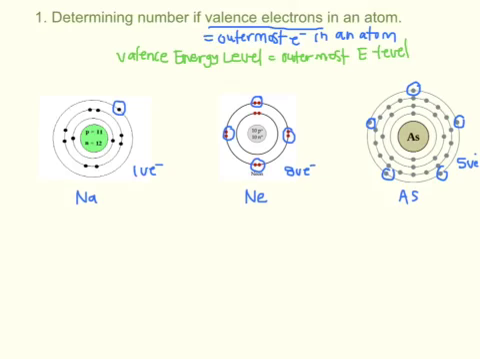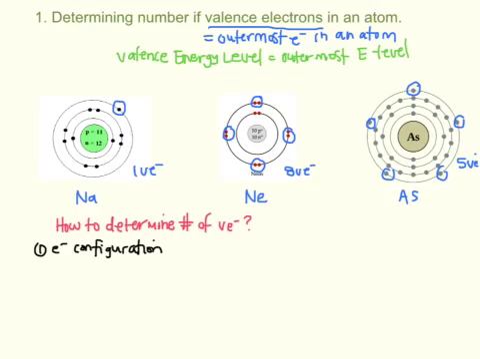And of course, the valence energy level would be the energy level that those electrons exist in. So for sodium, the valence energy level is the 3rd energy level. For neon, the valence energy level is its 2nd energy level. And for arsenic, the valence energy level is its 4th energy level.